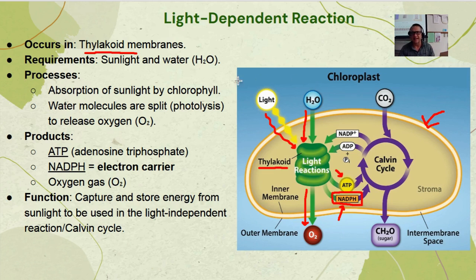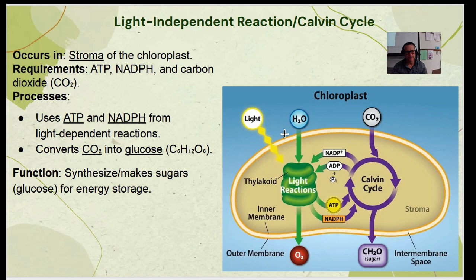All right. So this is the light dependent reaction. It needs light. It takes water and it makes oxygen. But more importantly for the plant, it makes ATP energy and NADPH, which are going to be needed for the second step of photosynthesis called the Calvin cycle.